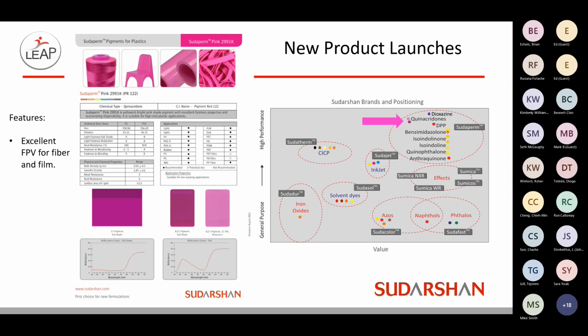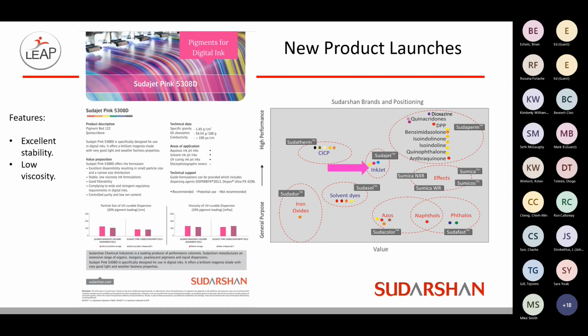The other Red 122 is in our inkjet brand, our Sudarshan brand. This particular product was developed primarily for inkjet water-based and UV types of formulations. This particular product does offer excellent stability and low viscosity for those types of applications.